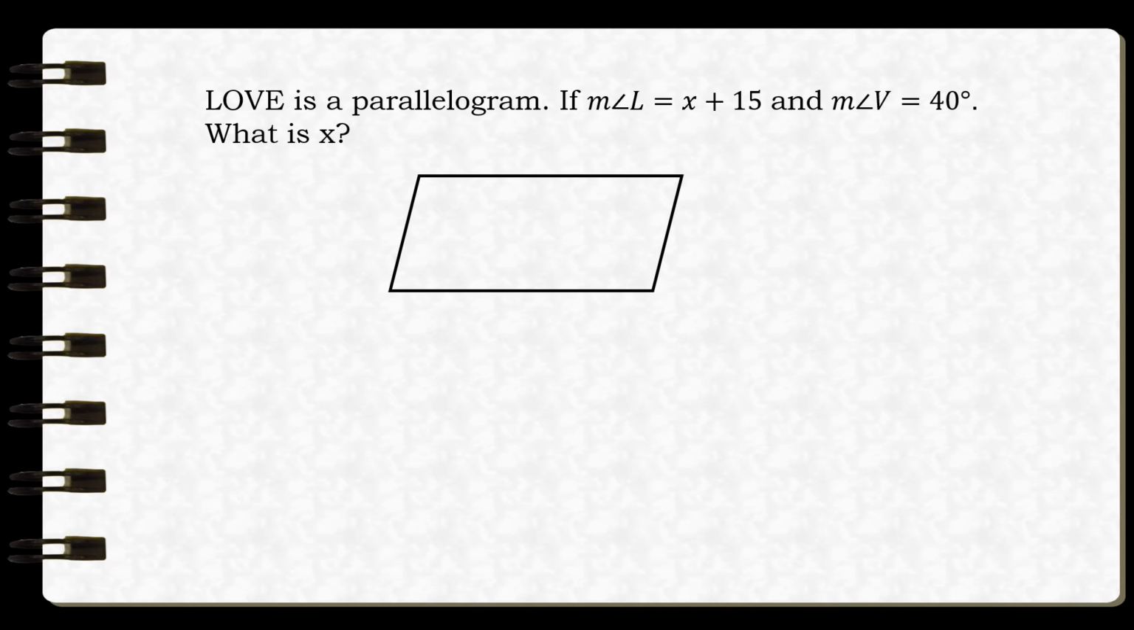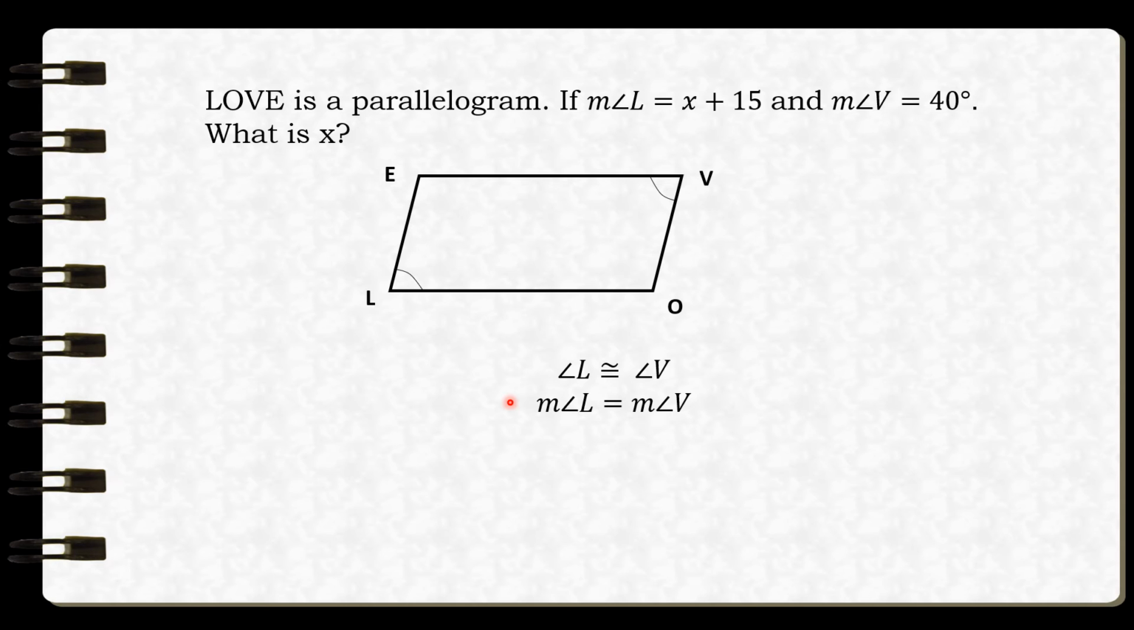So the given figure is parallelogram LOVE. So we know that angle L is the opposite of angle V. Opposite angles of a parallelogram are congruent. So, we can say that angle L is congruent to angle V. And if they are congruent, their measures are also equal. So, the measurement of angle L is equal to the measurement of angle V.